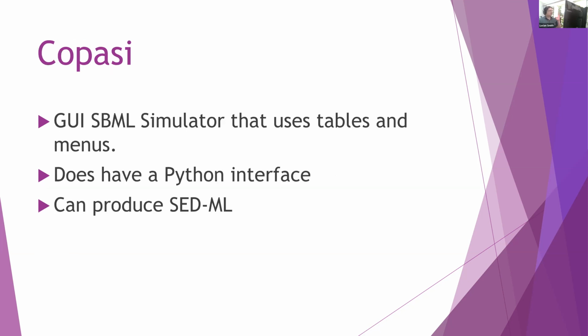Copasi is another simulator. It has a similar function to Roadrunner, but it does it in a different way. It's a GUI. Essentially, if you want to model your SBML model with tables and menus, then that's a common way of doing it. Copasi is a pretty popular tool among SBML simulators.